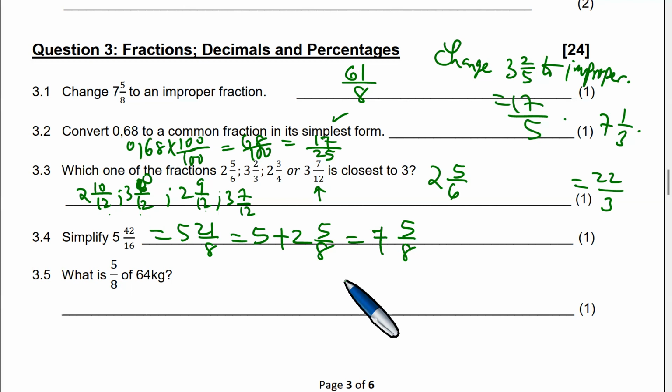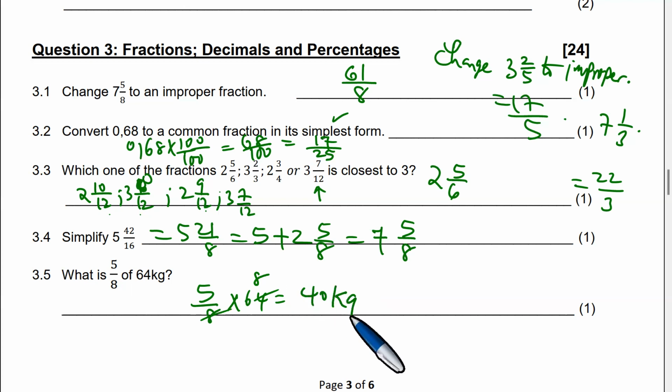Okay, 3.5, what's the answer? What is 5 over 8 of 64 kilograms? Says it's 40. Please come again. 40. Okay, let's check. 40. Well done. So 8 goes how many times into 64? It goes 8 times. 5 by 8 is what? It is 40 kilograms. So the answer is 40 kilograms.